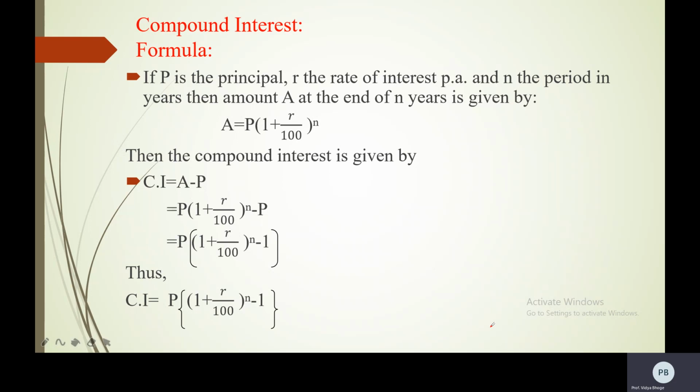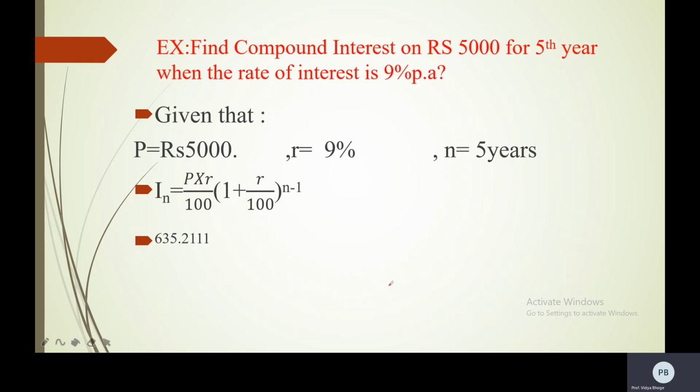Then the compound interest is given by, what is compound interest? A minus P. By putting the value of A, which is P in bracket 1 plus R upon 100 raised to n, minus P. By taking P common, we get P in bracket 1 plus R upon 100 raised to n minus 1. Thus compound interest is equal to P in bracket 1 plus R upon 100 raised to n minus 1. This is the formula. It means you have to pay the rate of interest in nth yearly.